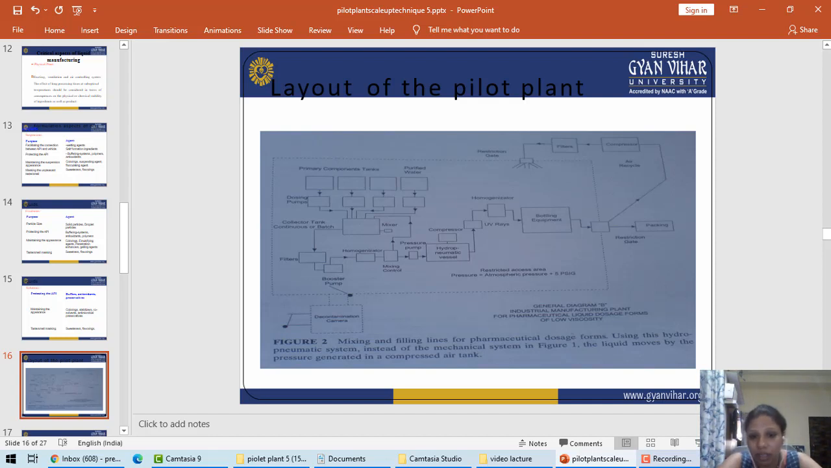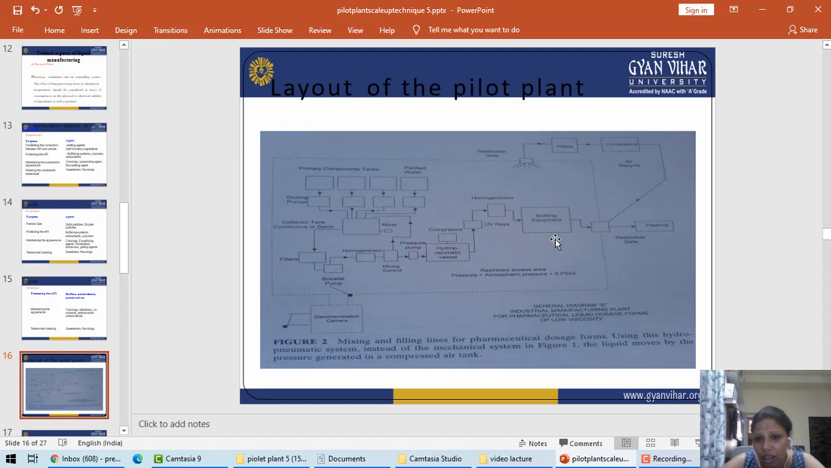Now the layout of the pilot plant. Here you can see the mixing and filling lines for the pharmaceutical dosage forms, using the hydropneumatic system instead of the mechanical system in figure 1. The liquid moves by the pressure generated in the compressed air tanks. Here you can see the diagram: the component tanks, a mixer, and filters, and the hydropneumatic vessels are used here, in which pressure pumps and a compressor are used, UV rays are used, and homogenization occurs here.